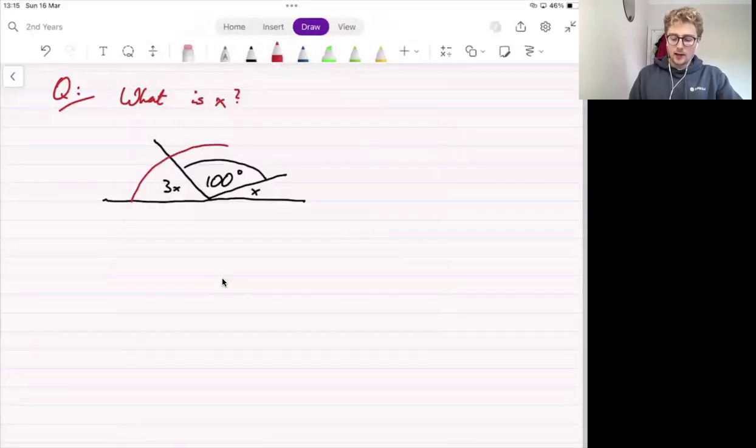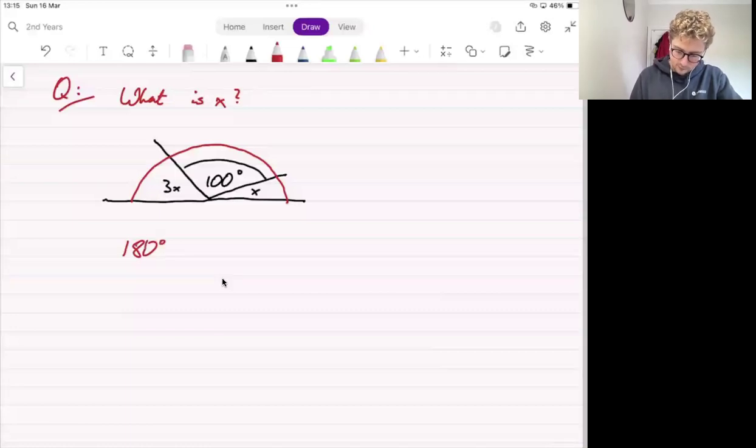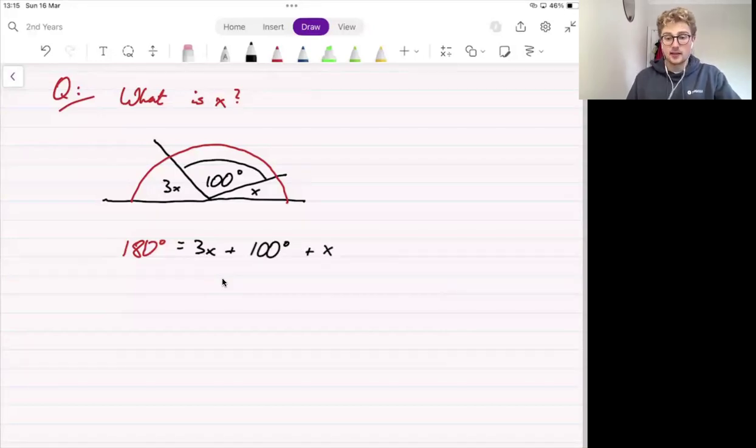A straight angle is 180 degrees, right? We've seen it two or three times now. So that 180 degrees is made up of an angle which is 3x degrees, an angle which is 100 degrees, and an angle which is x degrees.